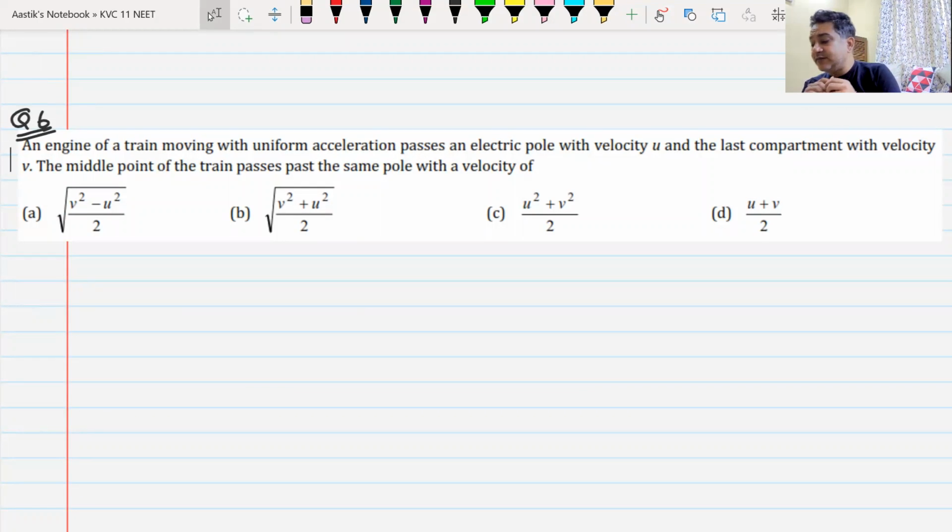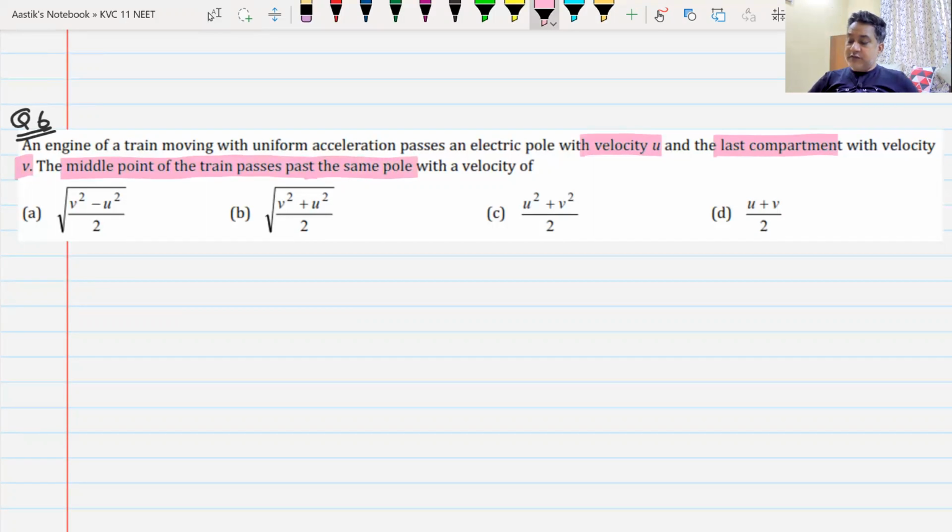The engine of a train is moving with a uniform acceleration. It passes an electric pole with a velocity u. The last compartment passes the same pole with velocity v. With what velocity the midpoint of the train will pass the same pole? Think about this question. I'll give you 2 minutes to solve it. I'll be back after 2 minutes.